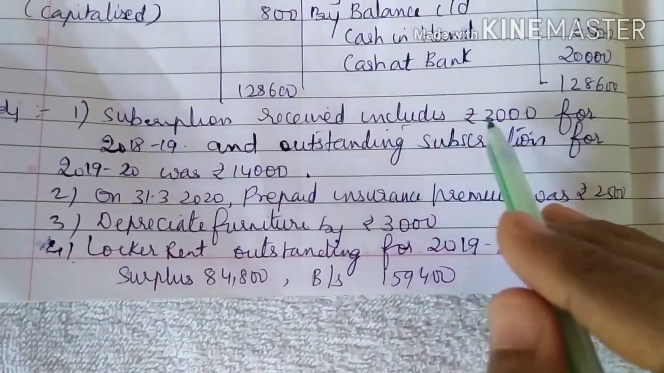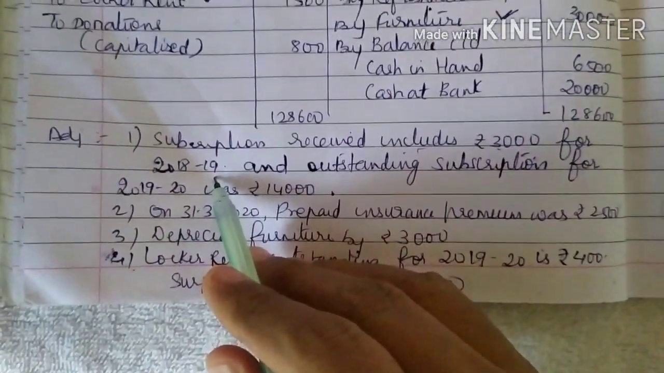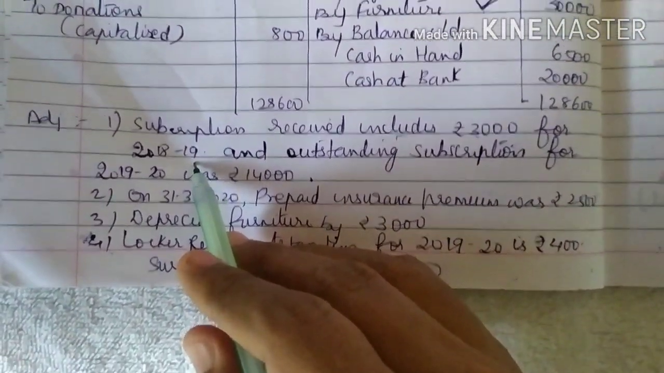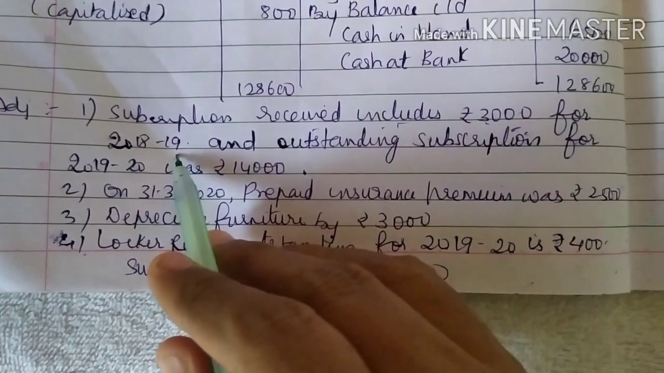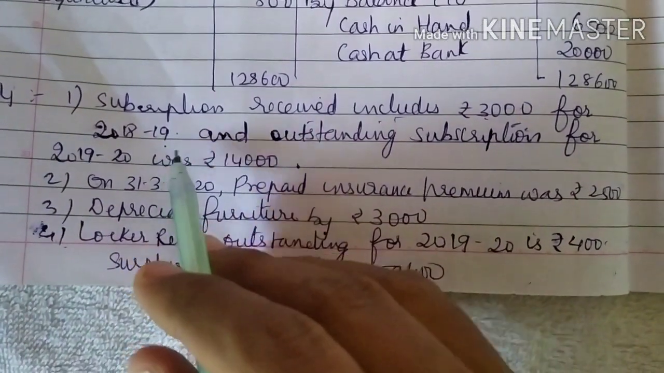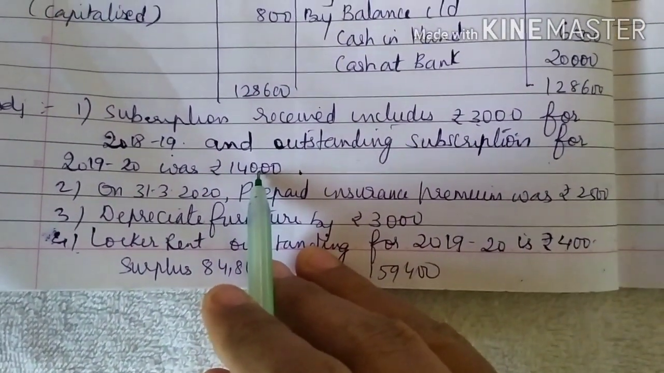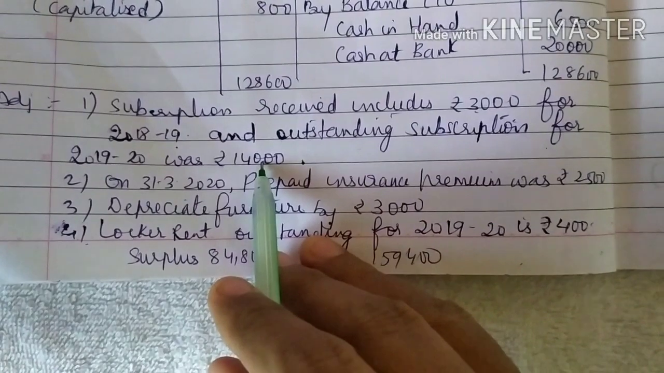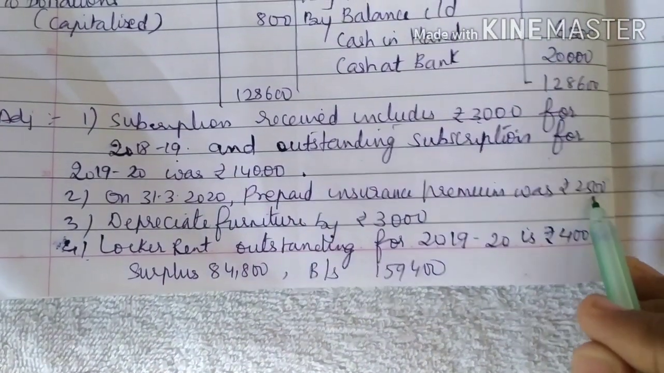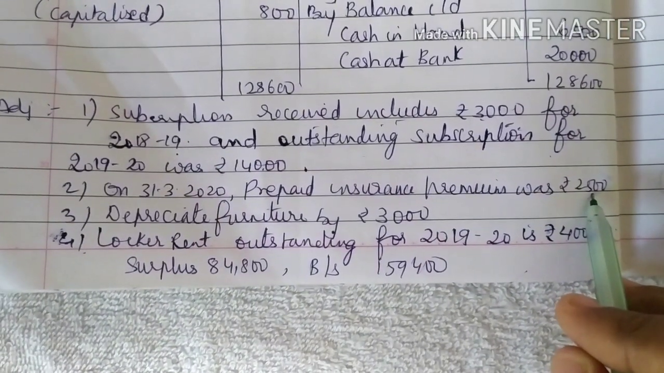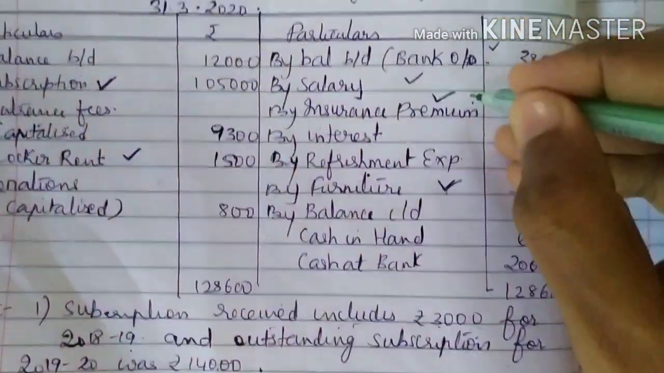Now we have adjustments. Subscription received includes 3,000 for the year 2018-19. 2018-19 is the previous year. So subscription received includes 3,000 for 2018-19, and outstanding subscription for 2019-20 was 14,000. So subscription is having an adjustment. On 31st March 2020, prepaid insurance was rupees 2,500. So this is the current year's prepaid insurance. So tick mark insurance premium.